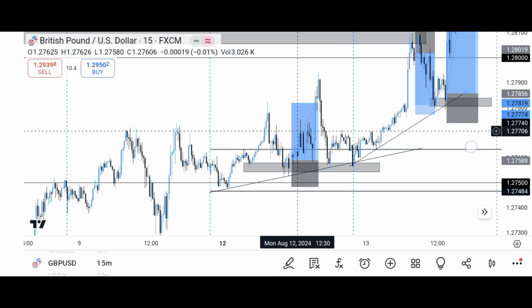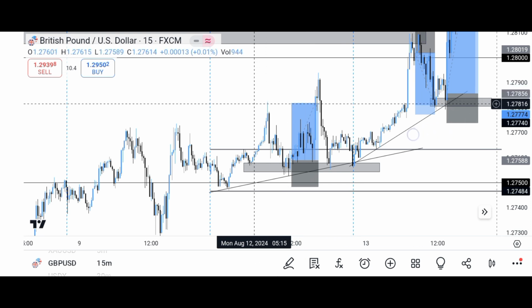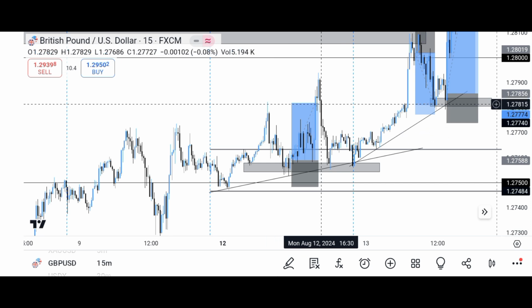After several ups and downs, by the time it was New York session, around 1 o'clock, the market hit my TP, which was this liquidity zone here. So the market hit my TP and I was done for Monday.